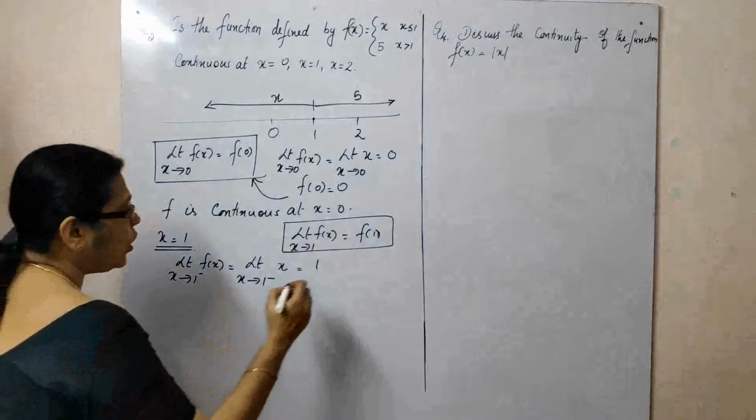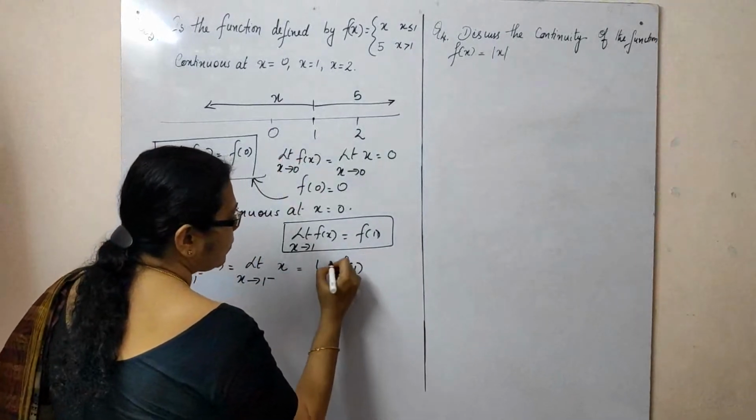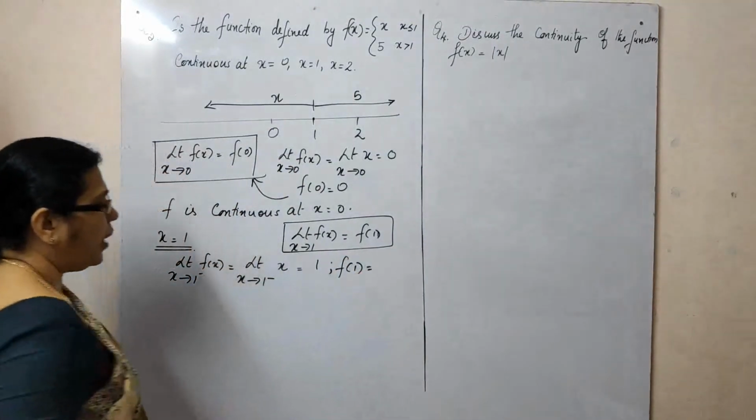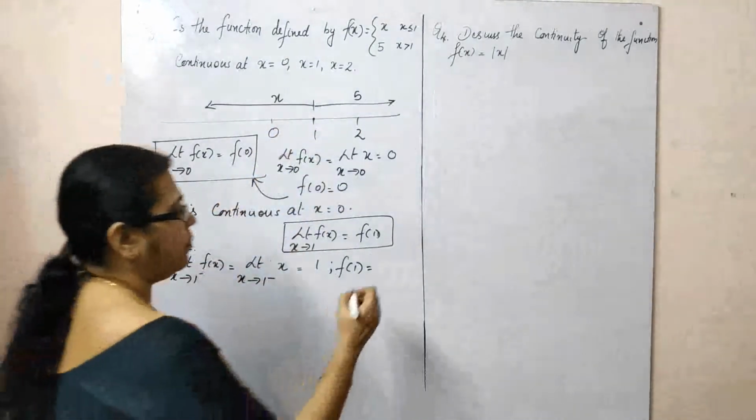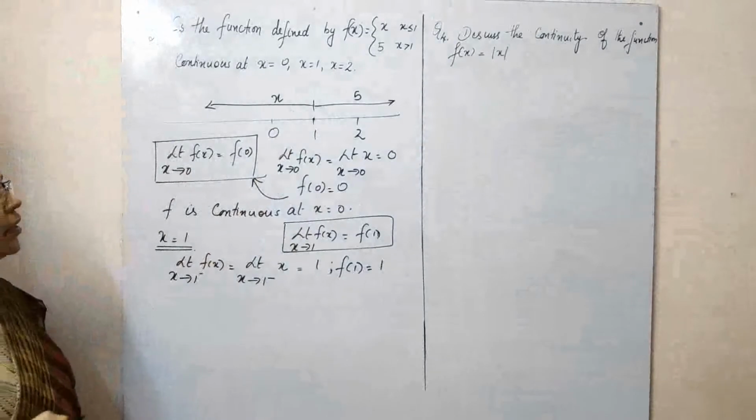Okay. Now what is f of 1 here? F of 1 means the function is what? F of 1 is 1. Right? F of 1 is 1.